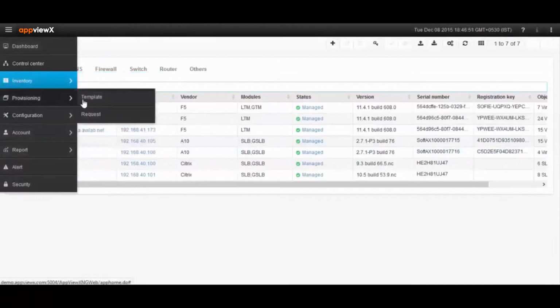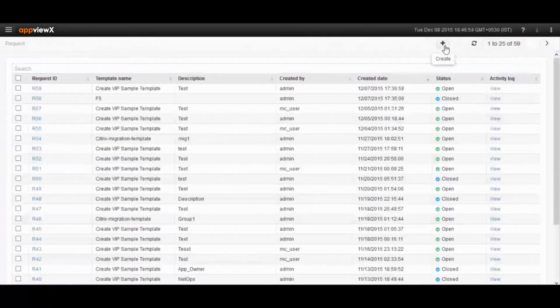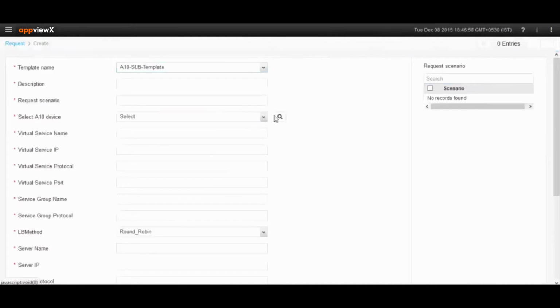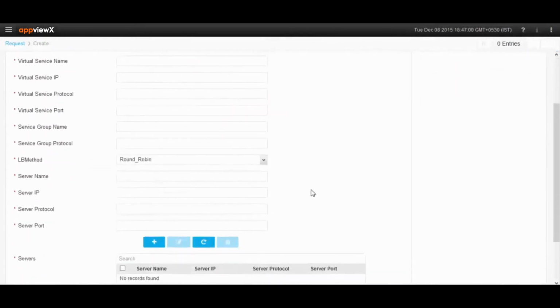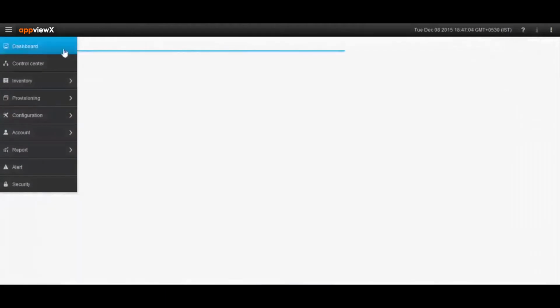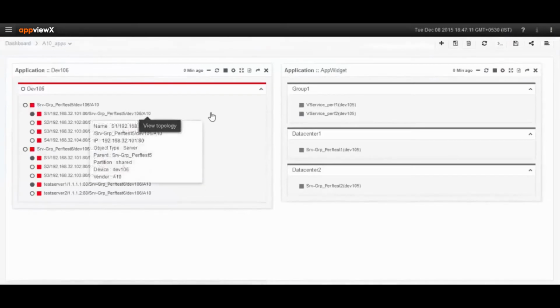The solution's highlights include A10 Device Edition, communication handled by rich APIs for a single inventory of devices, and lots more. Creating and modifying configuration using easy form factor templates for automation and orchestration with customizable workflow. AppViewX has dashboards for server rotation and service availability monitoring.